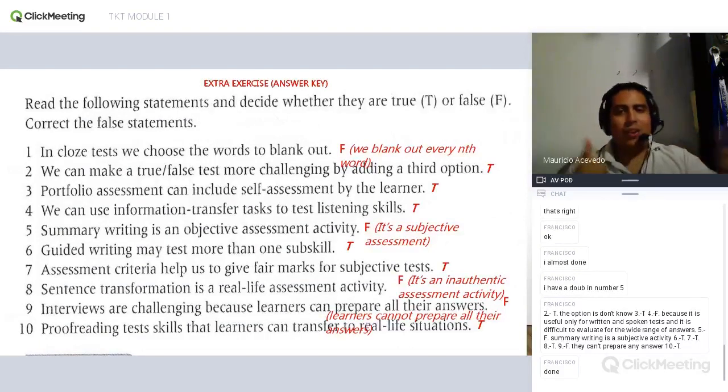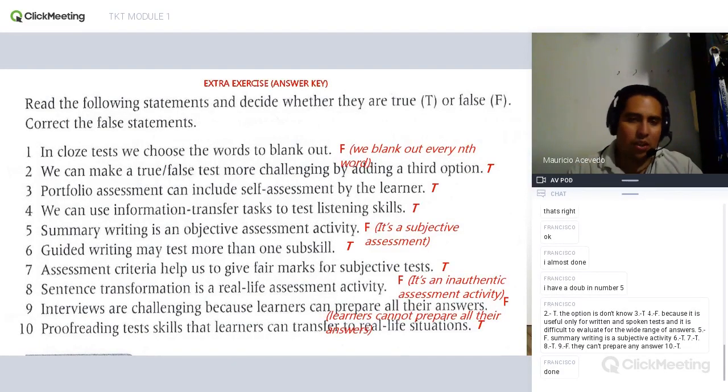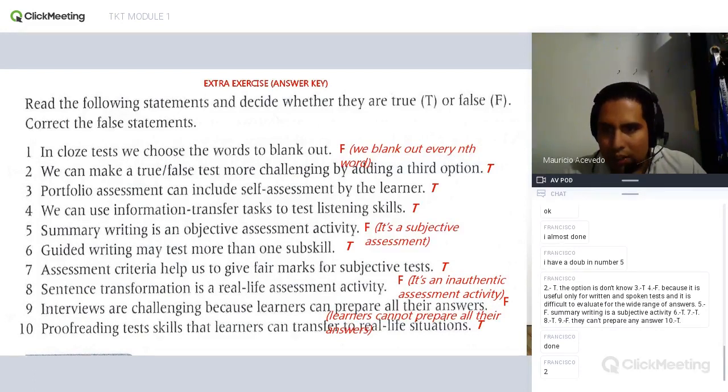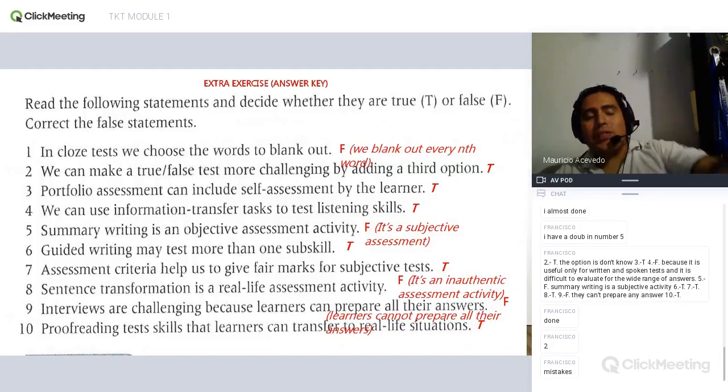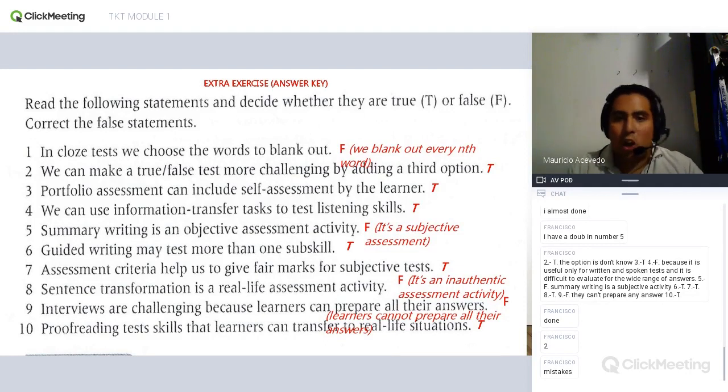Very good, Francisco. So you got basically all of them right, or mostly. You just got like 2 mistakes, maybe, but that's excellent. You are at the 100 one more time. You have a question in number 2? No, I got it. You got 2 wrong answers, right? Yeah, I got it. Sorry, Francisco. Okay, so tell me a question about this, Francisco. Do you have a question, a problem, a doubt, a comment?